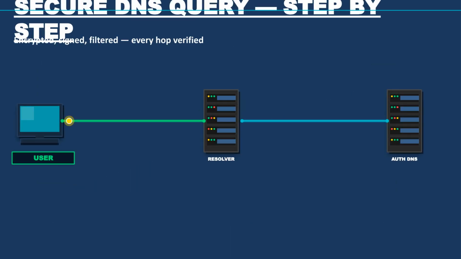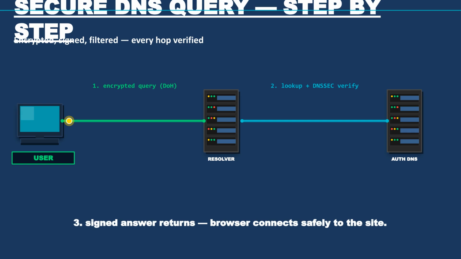A secure DNS query is a 3-step process. First, the user sends an encrypted query via DOH. Next, the resolver performs a lookup and verifies the DNSSEC signature. Finally, a signed answer returns, allowing a safe connection to the site.